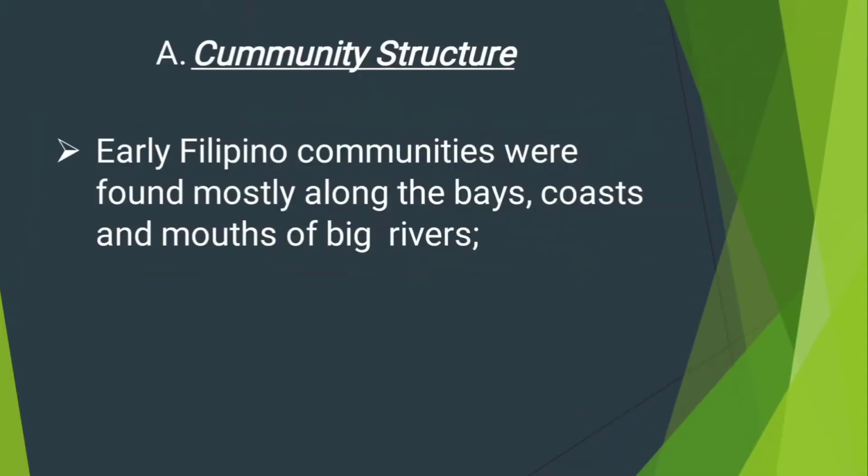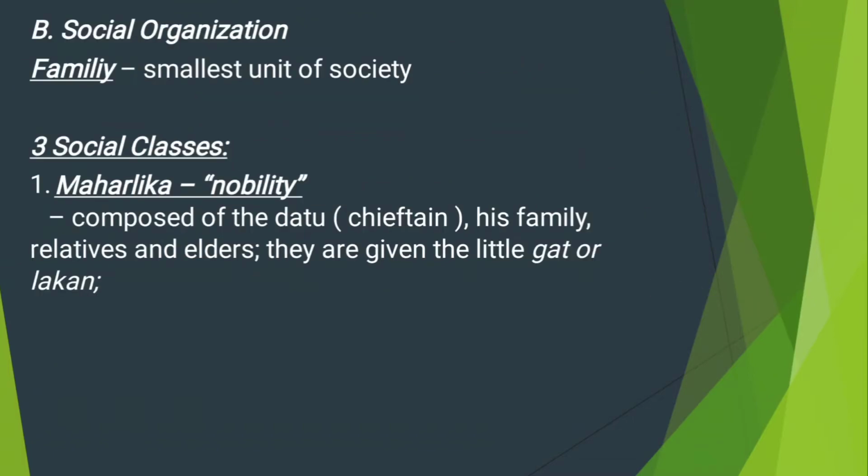Community structures. Early Filipino communities were found mostly along bays, coasts, and mouths of big rivers. And actually, yung family system natin noon, meron tayong tatlong social classes. Number one is yung mga maharlika, or as we call it, the nobles, nobility. They compose of datus or chieftain, ibig sabihin yung pinakamataas sa isang lugar. Yung family niya, mga relatives niya, ganyan.